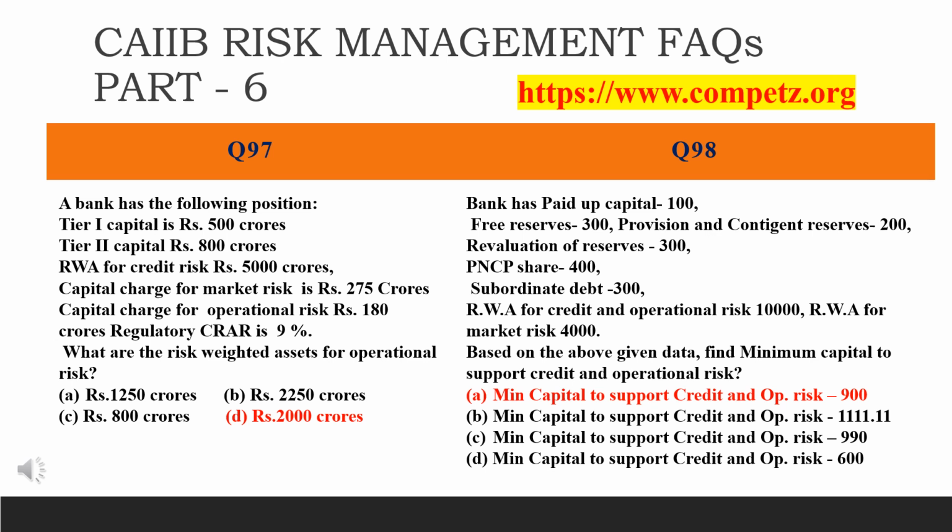Before seeing the answer, the capital charge for operational risk is 180 crores, as mentioned in the question itself. Then the regulatory CRAR, specified as 9% in India. The RWA, the risk weighted assets, we need to find out. RWA is equal to the capital charge divided by CRAR. So the capital charge is 180 divided by CRAR of 9%, that is 9 divided by 100, 0.09.